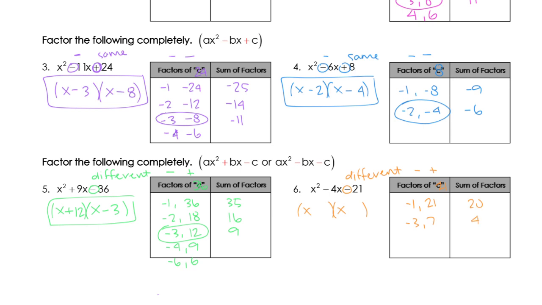Now, the problem is I need it to be a negative 4. But right now I have a positive 4. So all I have to do is take the negative away from the 3 and put it with the 7. I still have different signs, but now my answer would be negative 4 when I add them together. So then I need to put x plus 3 and x minus 7 in my parentheses.